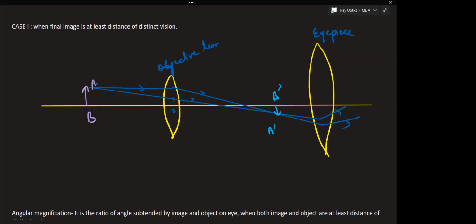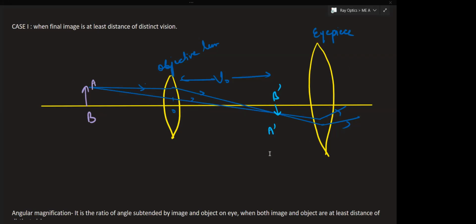So what all will be the distances? If the image is formed here, this becomes the focus. A dash, B dash I am writing, but this becomes the focus. And this is the image distance of the objective lens. This part is the image distance. Eyepiece lens are big. Yes. In every diagram, yes, because in telescopes it will be reversed. So this is the image distance for the objective lens.